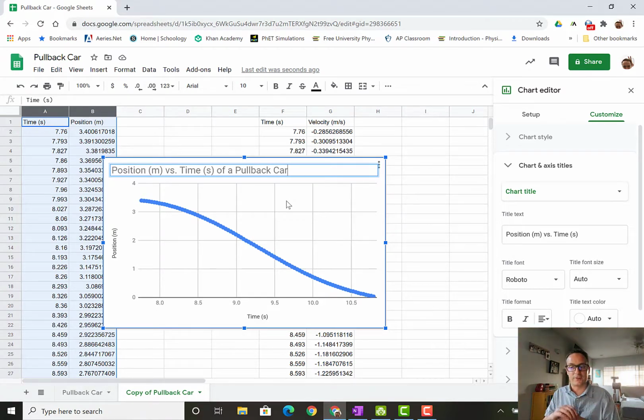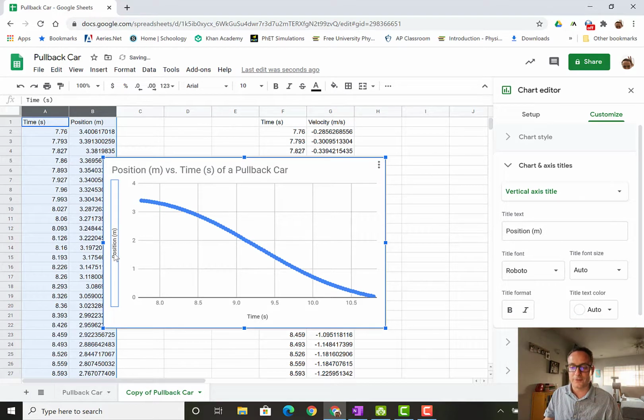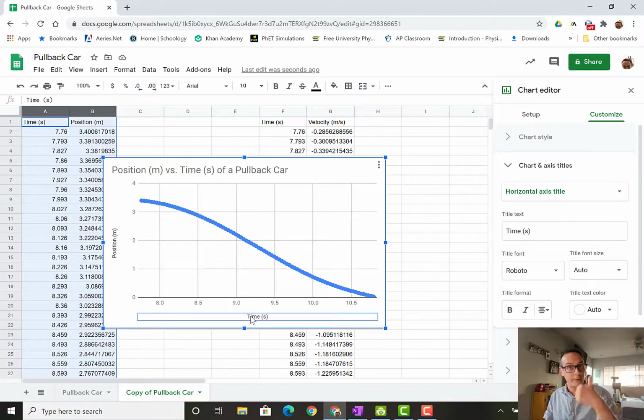Because you want the graph to tell you information. This is a position versus time graph of a pullback car. And then on your axes, you want to make sure that you've got the dependent variable, which is position. You've got the units, which is meters. On the horizontal axis, you've got the independent variable. In this case, it's time, and that's in seconds. All that is good. So everything's good here so far. But if not, you can always change it. You can just click on it and change it.